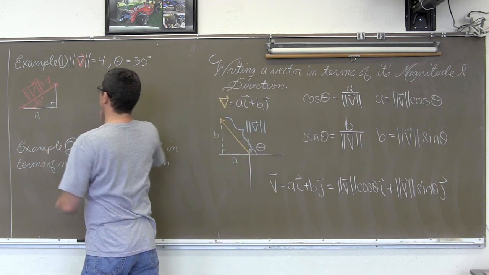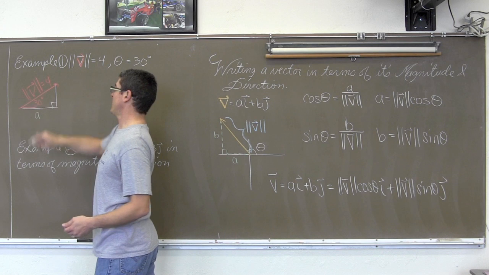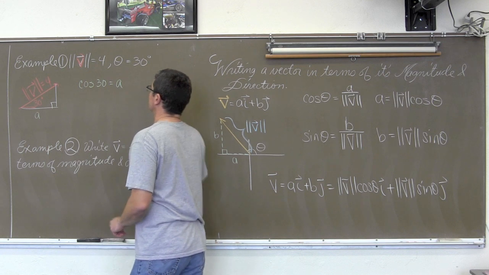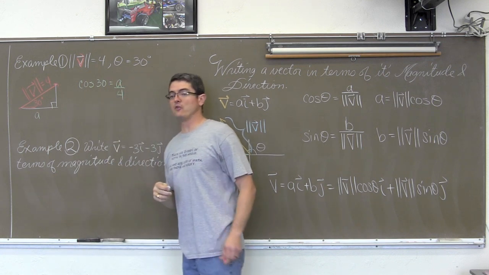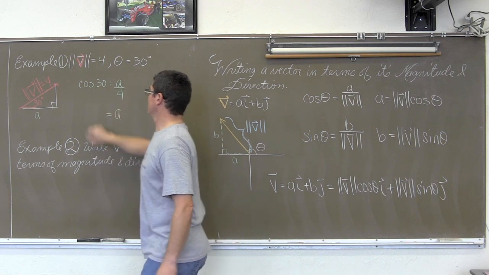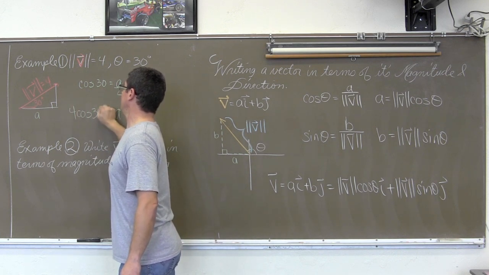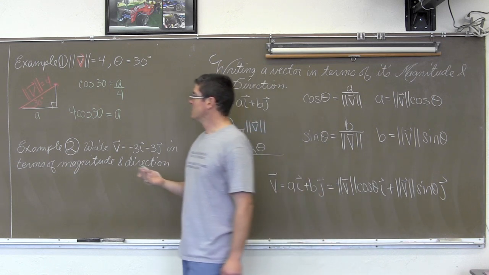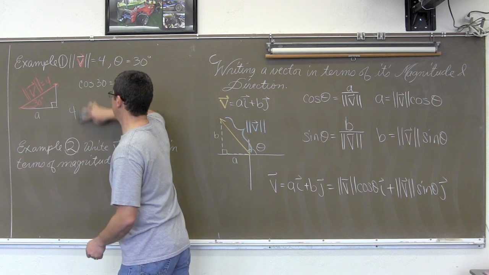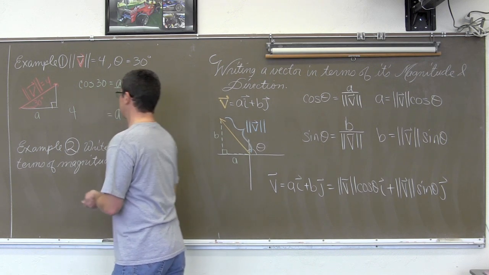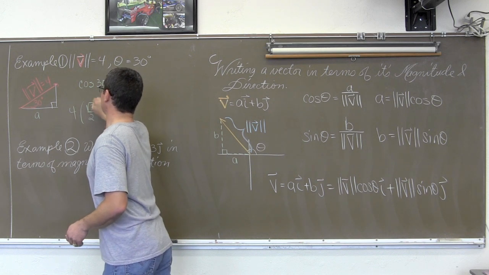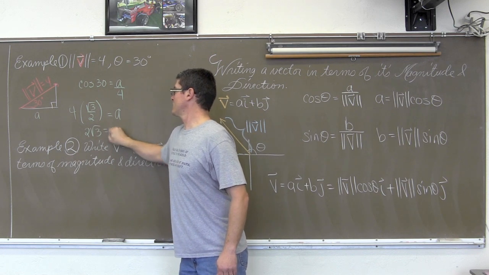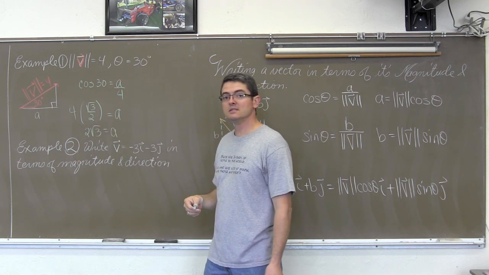A is going to be equal to, well, let's see, adjacent over hypotenuse, so the cosine of 30 is going to be equal to A over the magnitude of 4. A is going to be equal to 4 times the cosine of 30. And what is the cosine of 30? It's square root of 3 over 2. So this is going to be 4 times the cosine of 30, which is square root of 3 over 2. And 4 divided by 2 is 2, so 2 square root of 3, right?